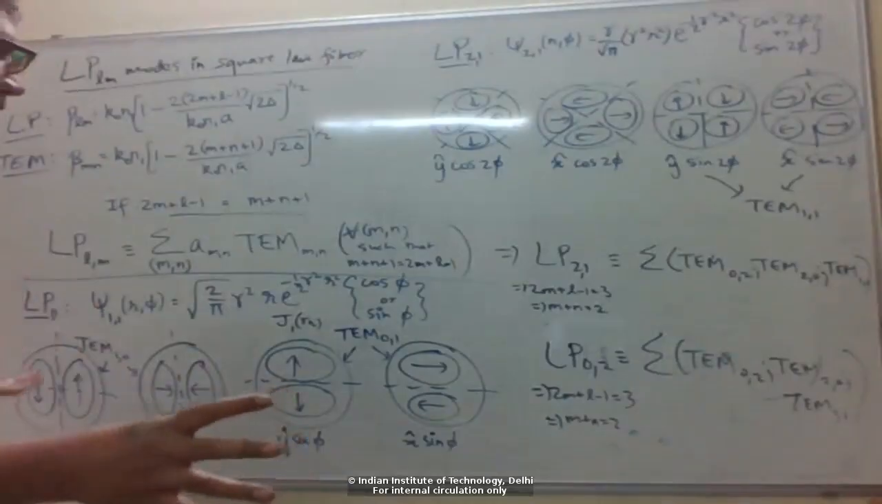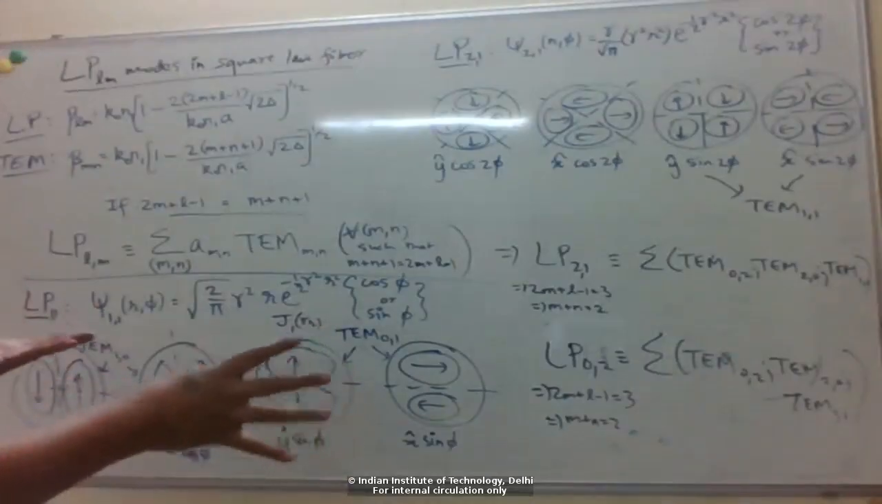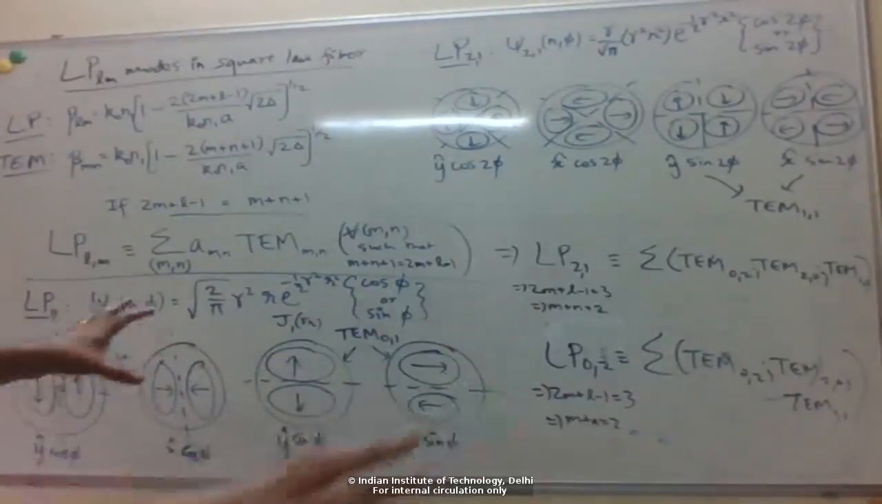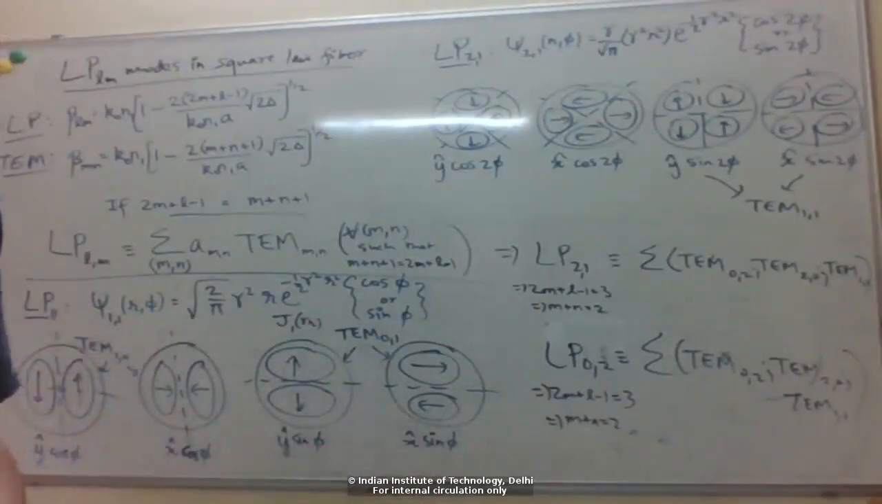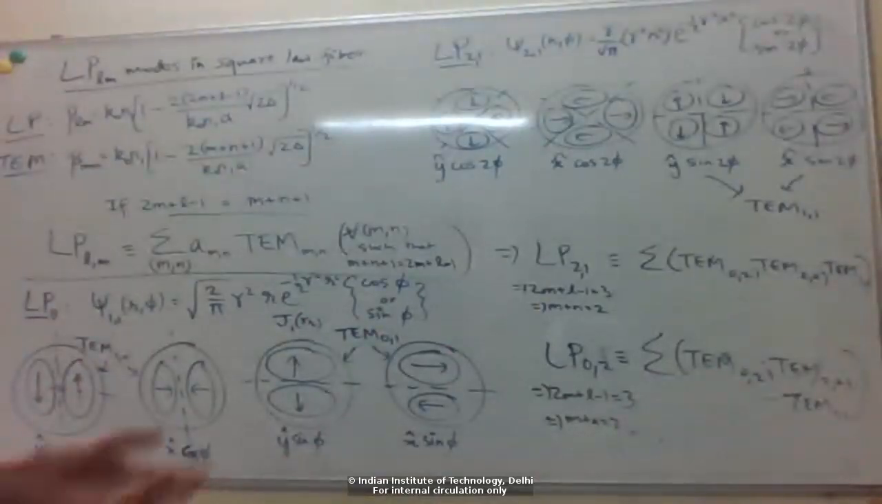So the point here is that anytime you have a system with two sets of solutions which are equally valid, you should be able to write one set of solutions as a superposition of the other set. That's the only way. They're both valid.